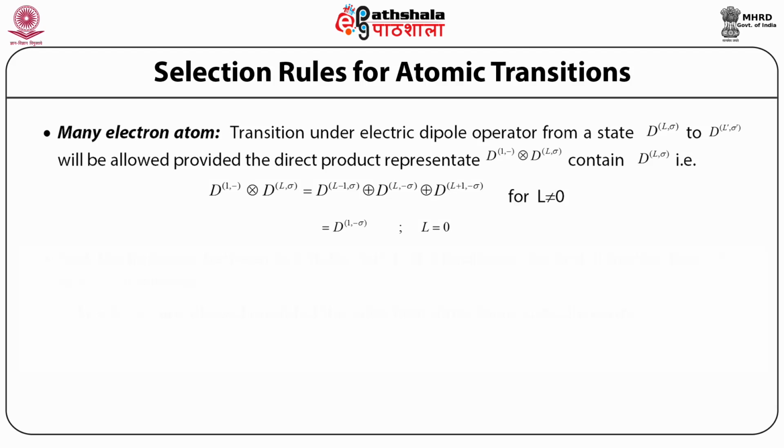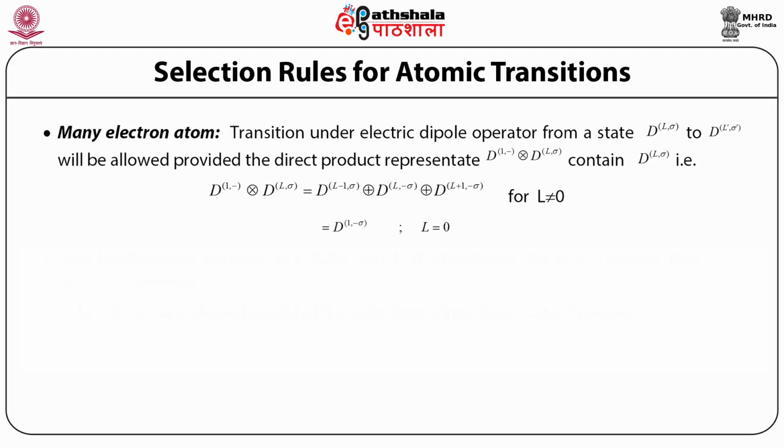Now a transition under the electric dipole operator from a state D_l sigma to D_l prime sigma prime will be allowed, provided the direct product representation D1 minus with D_l sigma contains D_l prime sigma prime. You can remember that the dipole operator transforms as D1 minus, so we have to take the direct product of D1 minus with D_l sigma.